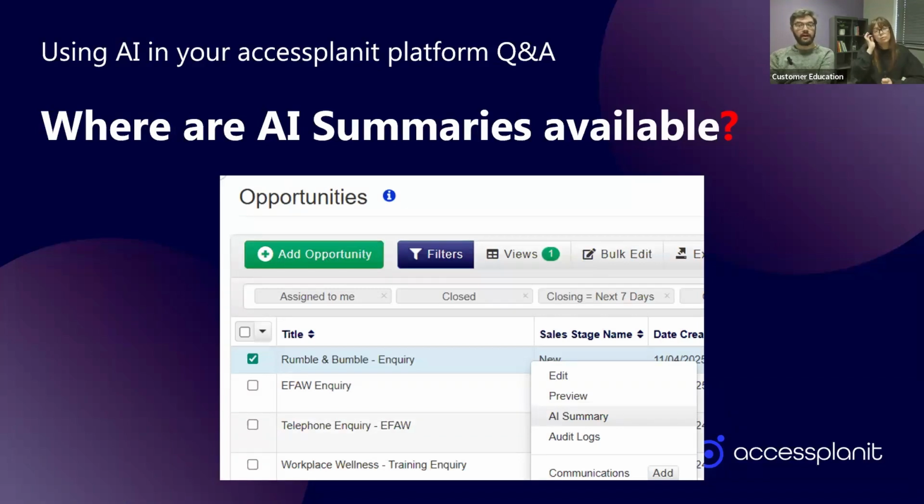So another question, where are AI summaries available? As Hannah's just shown us, you can find them in the users, accounts and courses data grids. You'll also find them in the opportunities data grid, the delegate smart grids, and also, which is going to be really useful, in workflow errors. So yeah, that's going to be really quite handy.